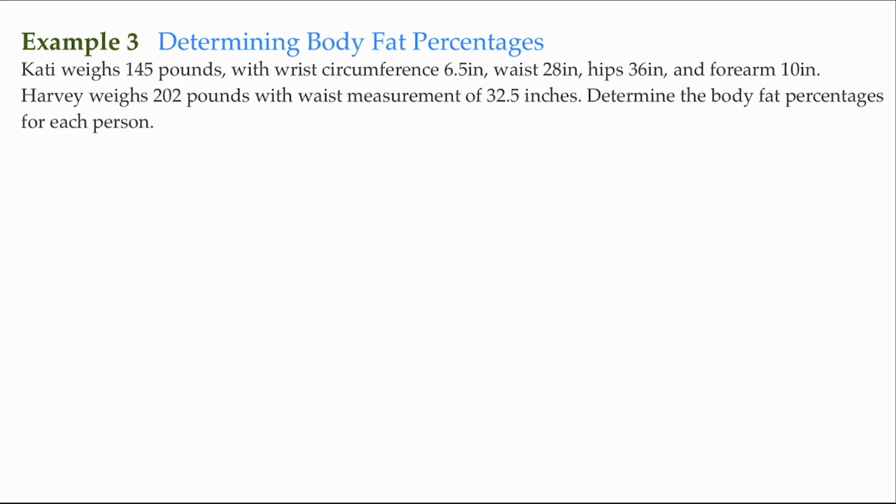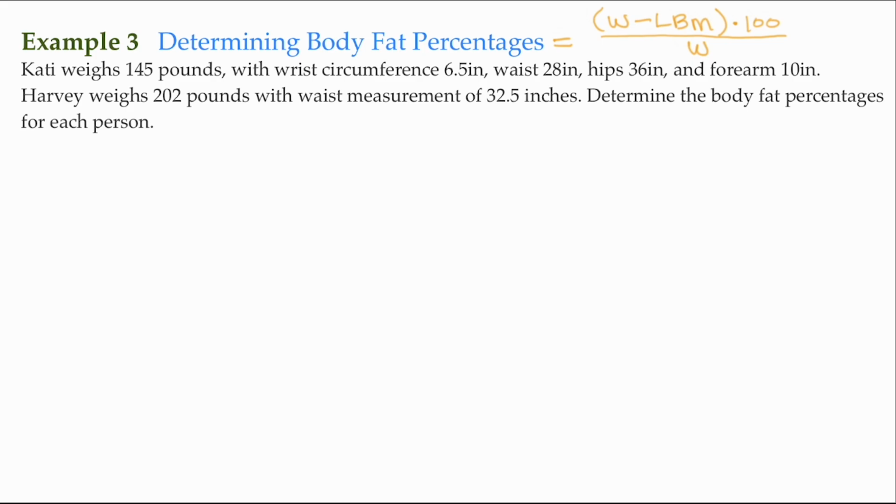So for this example, we are going to be determining body fat percentages, and it's a pretty straightforward equation. The equation is, I'm just going to put it right up here. It is weight minus LBM, and LBM stands for lean body mass. We then multiply that by 100 and divide the whole thing by weight. And of course, weight is in pounds.